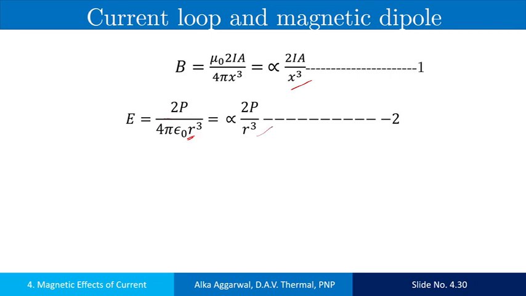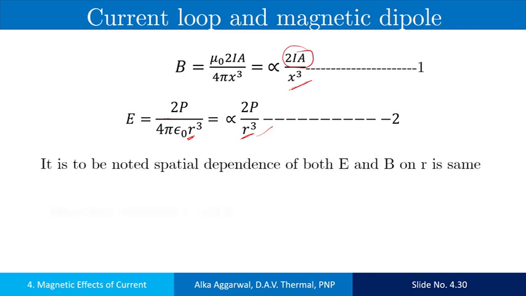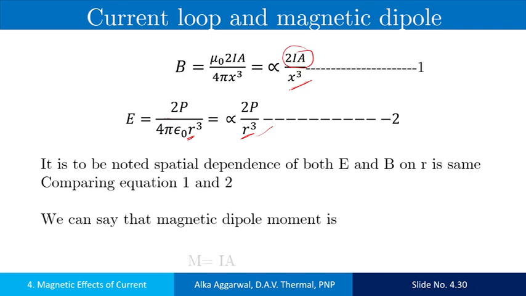Now, when we compare these two equations, it is found that this dependence is the same. It means 2I, this quantity, represents the magnetic dipole moment. The detailed study of the magnetic dipole moment will be done in the chapter on magnetism.